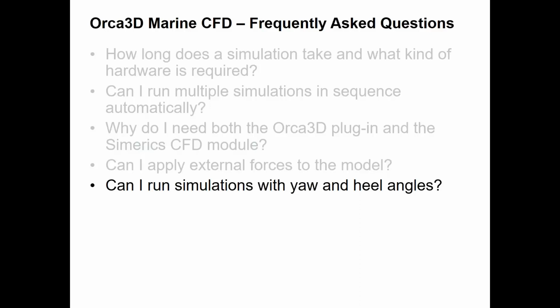Right now, the degrees of freedom are pitch and heave. Yaw and heel are fixed, but you can run a fixed yaw and heel angle, which might be useful, for example, to compute the forces and moments on a sailboat over a range of yaw and heel angles to generate the input data for velocity prediction programs. So you can do that with Simerics MP.